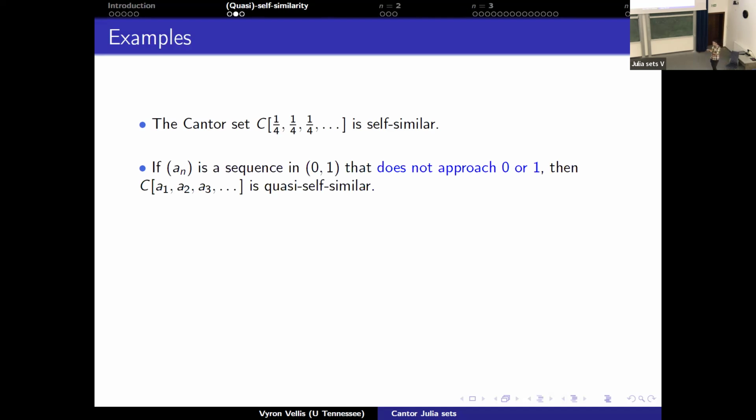And now do the same, but what you remove is neither too big nor too small. So you have a sequence of positive numbers that does not approach 0. So you're not removing, yeah?